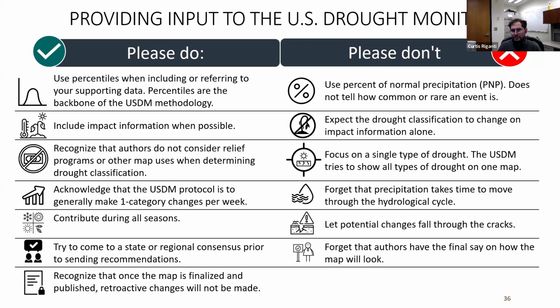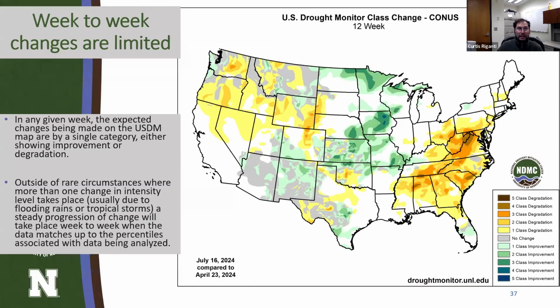And we want to look at percentiles when assigning categories rather than individual data sets, such as maybe percentile of normal precipitation or percent of normal precipitation, which is not on its own a percentile. And we're not going to change the map based on impacts alone. We're not only focused on a single type of drought. And again, we also are looking at longer term changes. Precipitation does take time to move through the water cycle. If any changes aren't made a specific week, they can always be looked at next week.